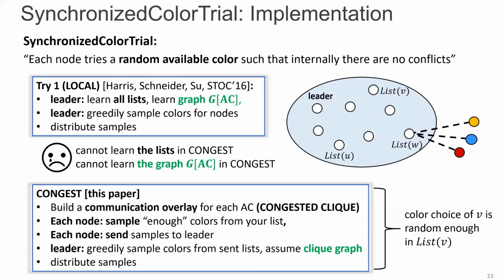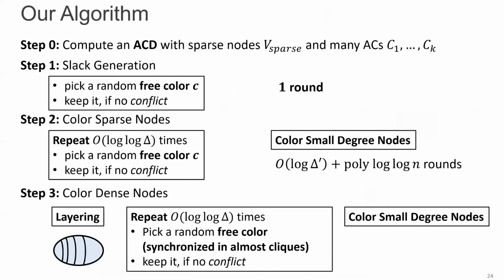And now we deal with both of these problems, that we cannot learn the lists and we cannot learn the graph topology. First, each node just samples enough colors from their own list and only sends these samples to the leader. And what we show is that this is sufficient. Even stronger, we show that it's sufficient that the leader doesn't even know the graph of this almost clique. It can just assume that it's really a clique and everyone is connected to everyone, and still it works. So this is everything I want to say about this.